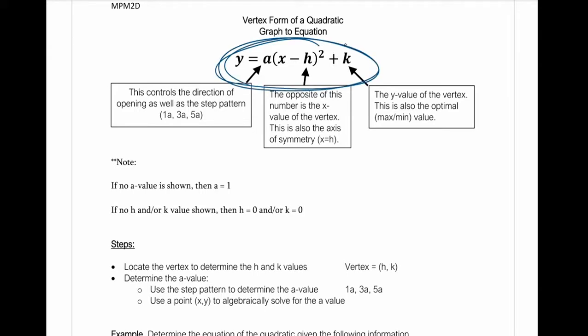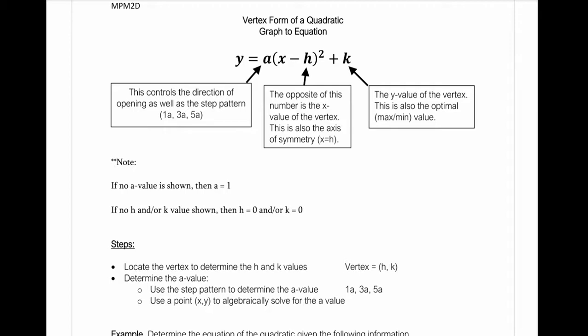y equals a(x minus h) squared plus k. The a value controls the direction of the opening as well as the step pattern. The h value, or more importantly, the opposite of what we see, is the x value of the vertex, and it's also the axis of symmetry, x equals h. The k value is the y value of the vertex, and this is also known as the optimal value.